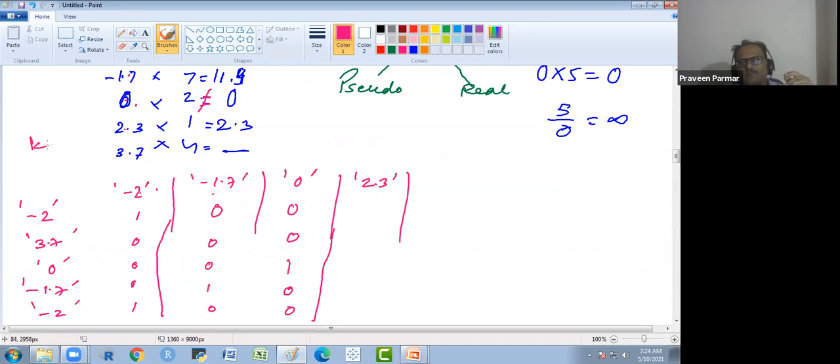So it would be k minus 1. How many categories? 1, 2, 3, 4, 5. We have 5 categories here, so we make just 4 dummy variables maximum. In this way we make the data.